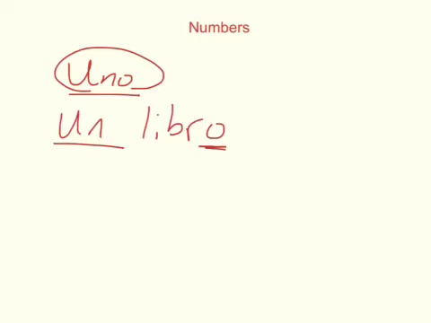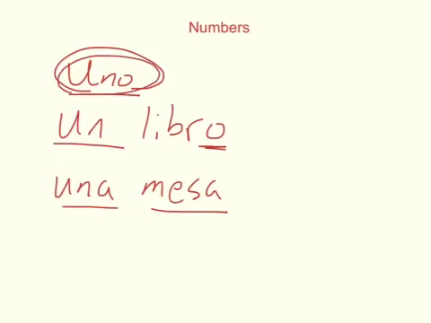Now then, if it's feminine rather than being un, can you guess what it would be? Ooh, yeah, good job. It would be una. So one table would be una mesa. So if the number 1 comes before a masculine noun, it becomes un. If it comes before a feminine noun, it becomes una. When you're just counting, like 1, 2, 3, 4, 5, then it's just uno.